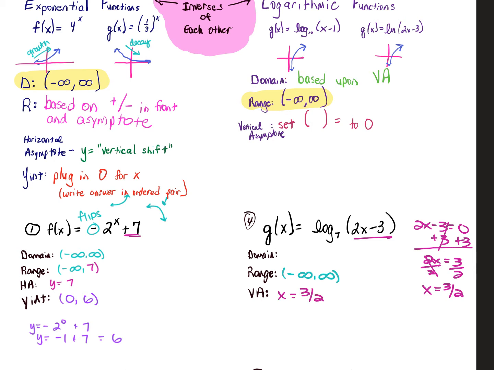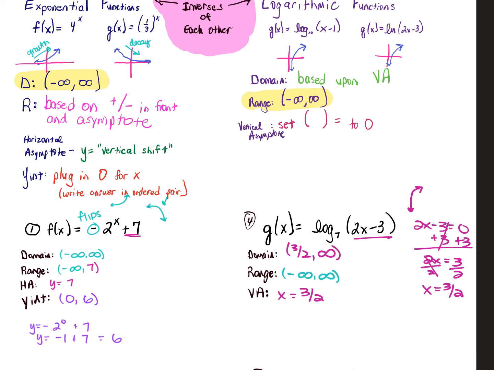To find your domain, look at the way your function would look. So if you look at the graphs up top, your graph would look like this. So your domain is going to positive infinity. Your lowest value is going to be whatever your x is equal to in your vertical asymptote. So that's going to be from 3 over 2 to positive infinity.